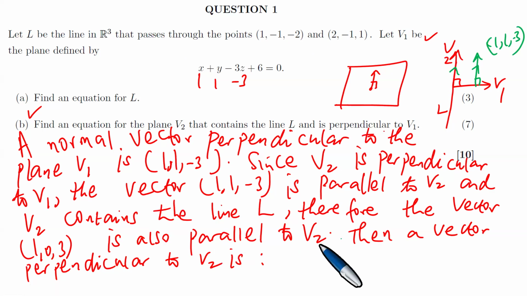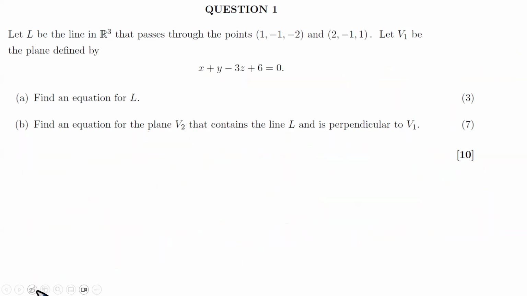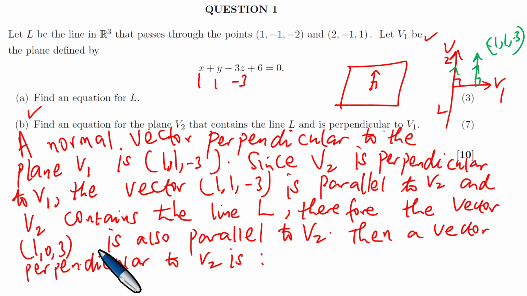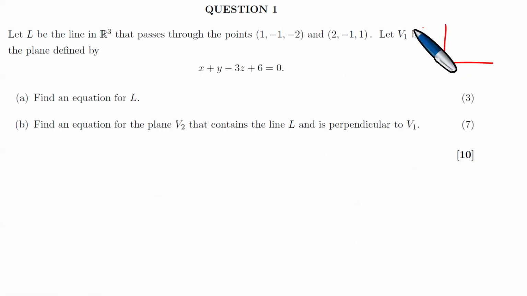Right, so it's parallel to V2. Then a vector perpendicular to V2 is... So we need a vector perpendicular to V2. And I want us to look at these very carefully here and think together. Once again, I want to use the same sketch here. So there's V2, V1, and then L.